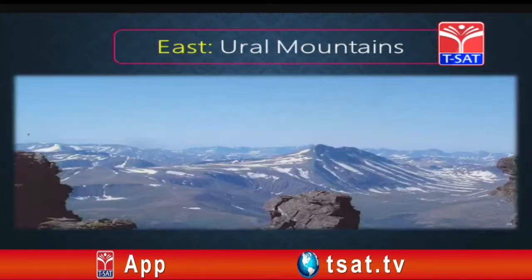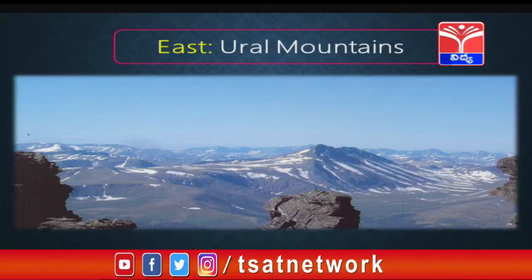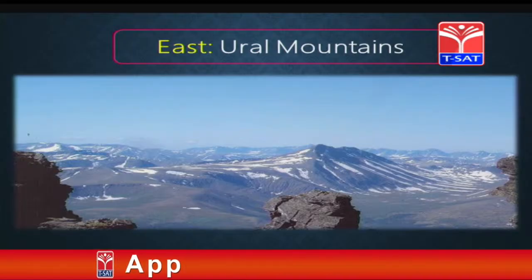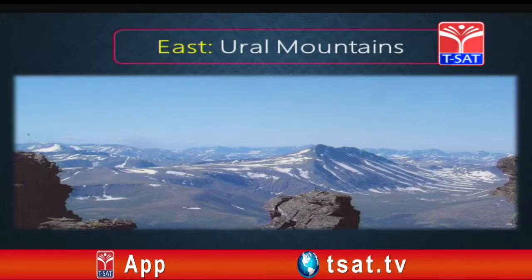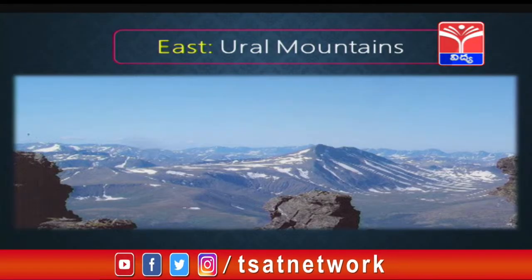East, Ural Mountains. Ural Mountains are not very high, they separate Asia and Europe. On its west lies the Europe continent, on its east lies the Asian continent. Europe and Asia are a continuous landmass, that landmass is called Eurasia.